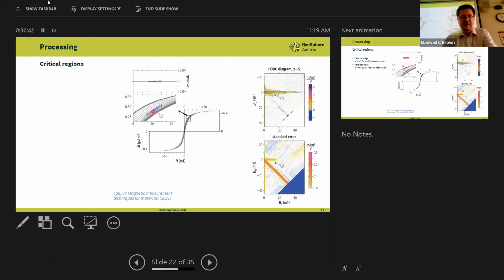They can be fitted with a second order polynomial, and these are the residuals on the top there, and the residuals are almost 0 and can be modeled by white noise. So that's the ideal situation. And this will be this point in the FORC diagram.